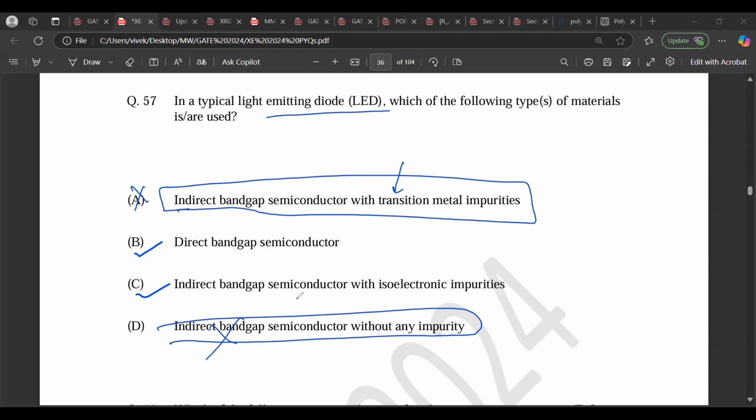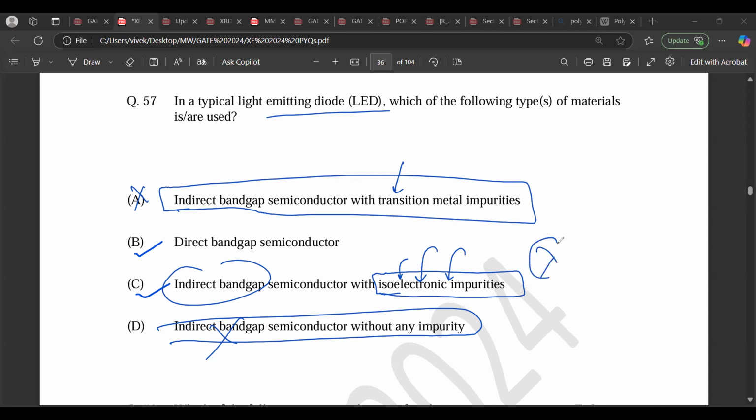So we have indirect with isoelectronic impurities. These isoelectronic impurities can enhance your emission by helping to generate and tune the band gap or wavelength.